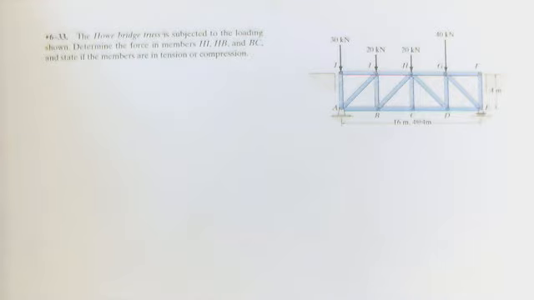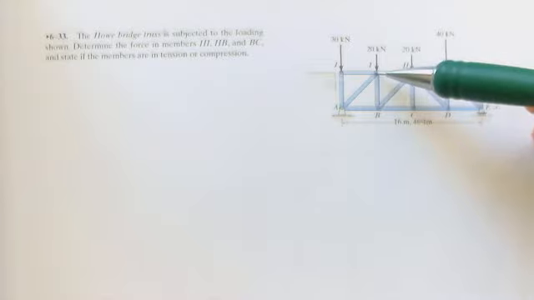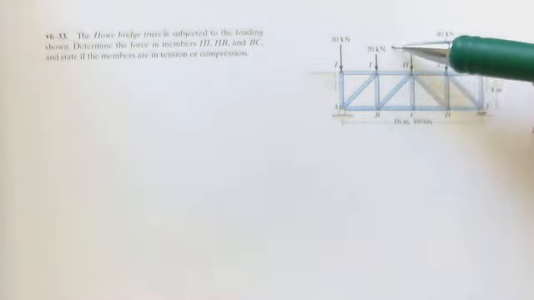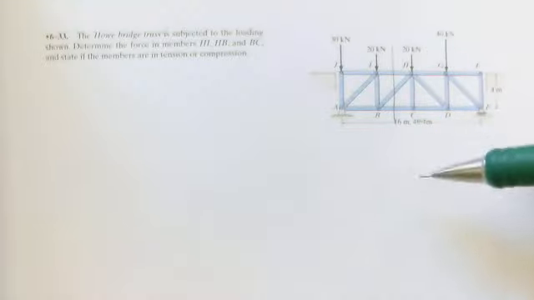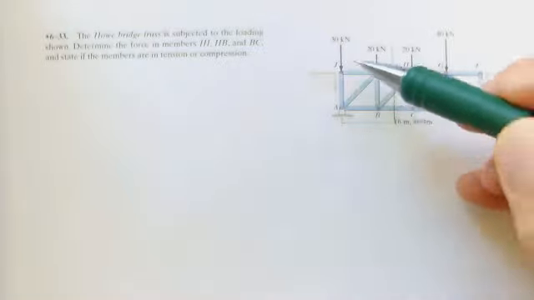Problem 6-33. The Howe Bridge is subjected to loadings shown. So we have 4 loadings, and we want to determine the force in members HI, HB, and BC. So we're going to want to cut it right through there and find the force in all 3 of those. Now I'm going to use the left half.